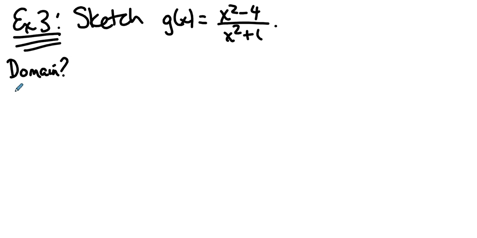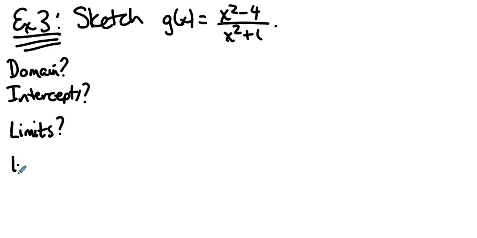Is there a domain? Can we find intercepts? Are we worried about limits? Is this increasing and decreasing on intervals? What's the concave up, concave down behavior? All things that you should pause and consider.